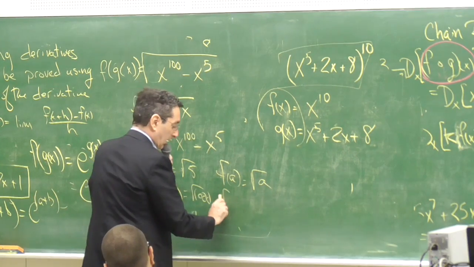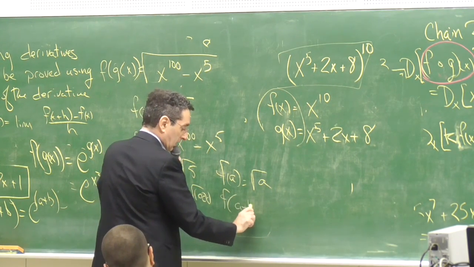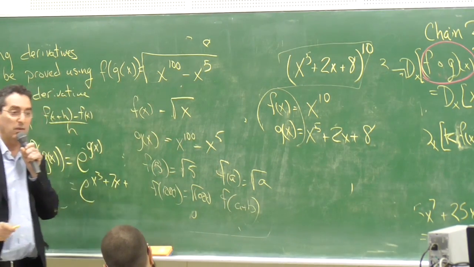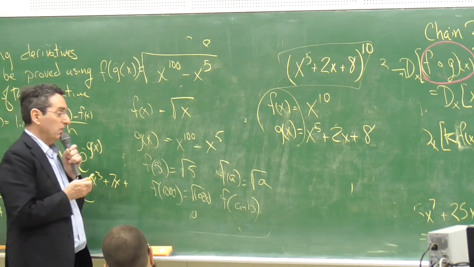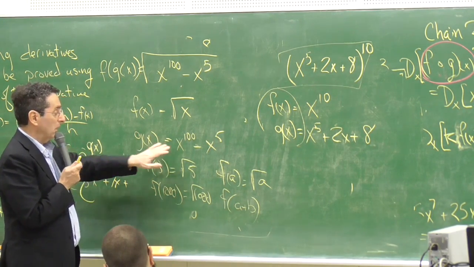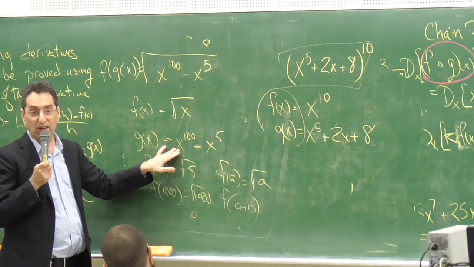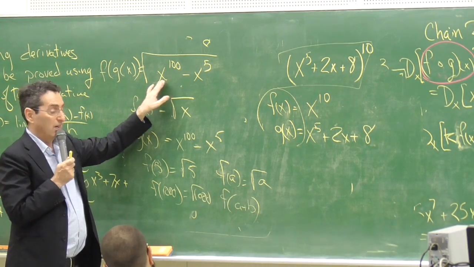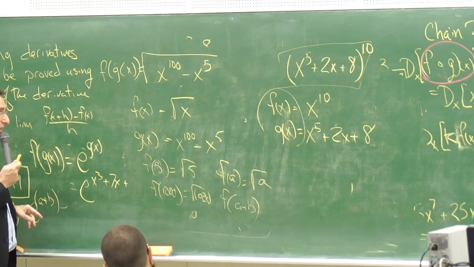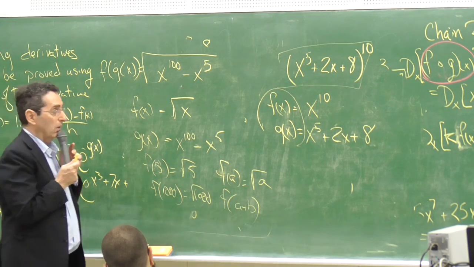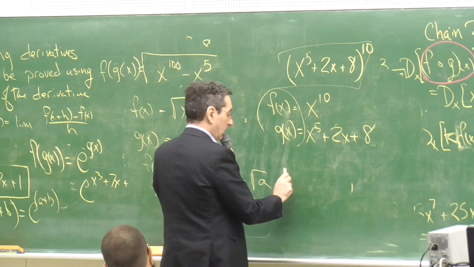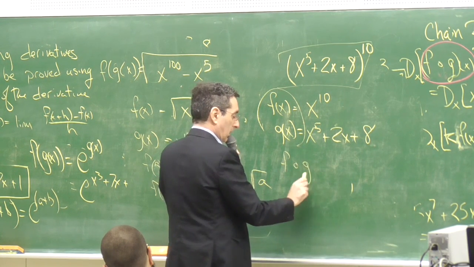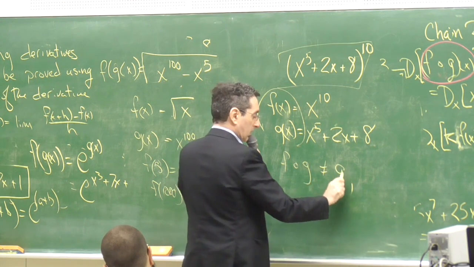What is f of a plus b? Square root of a plus b. So what is f of g? The square root of this, right? Which is what we want. Right? Okay? All right. Now one thing to make sure of is that, notice that this is not equal to this.